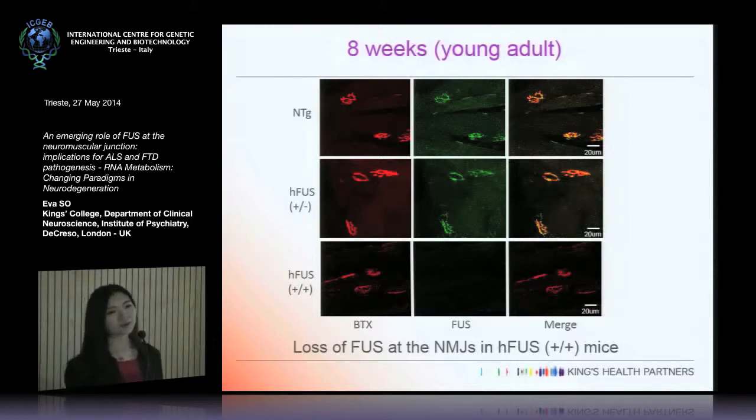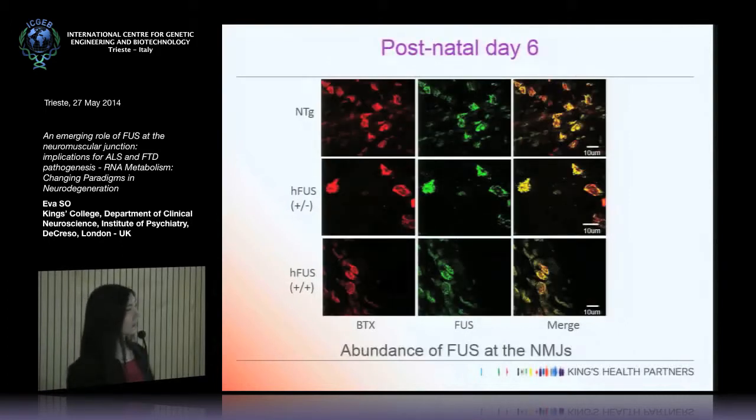So I was very interested to know, when does this loss of FUS occur, and also this NMJ degeneration, at what time point does this start? So I decided to go back and look at some very young postnatal mice. So first, I looked at 1-week-old, postnatal day 6 mice. And I found that FUS was abundant at the NMJs in both non-transgenic and hemizygous mice, including these homozygous mice. So you can see colocalization of FUS and bungarotoxin here.